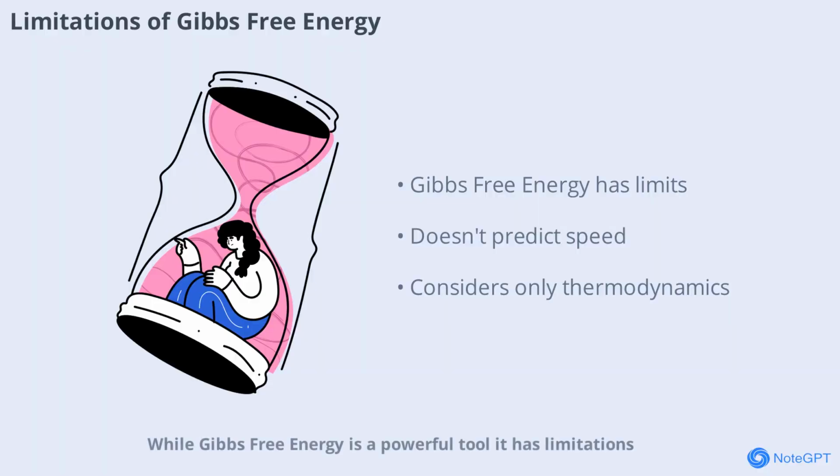While Gibbs Free Energy is a powerful tool, it has limitations. It doesn't account for reaction speed or kinetic barriers, meaning a reaction might be thermodynamically favorable but still occur very slowly. Understanding these limits helps scientists choose the right tools and methods for studying and controlling chemical processes.